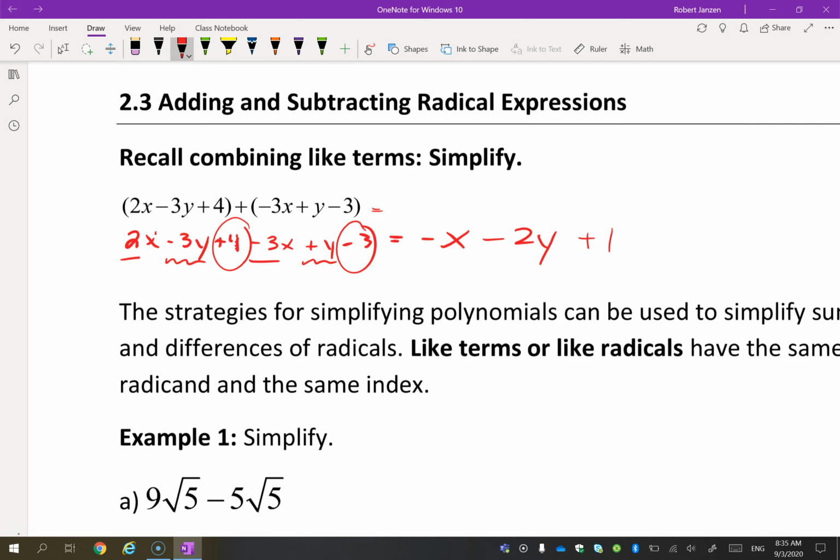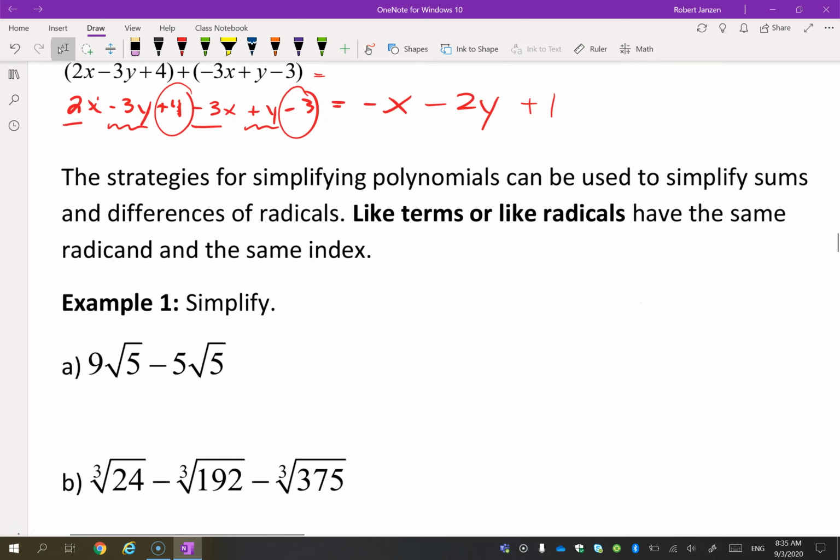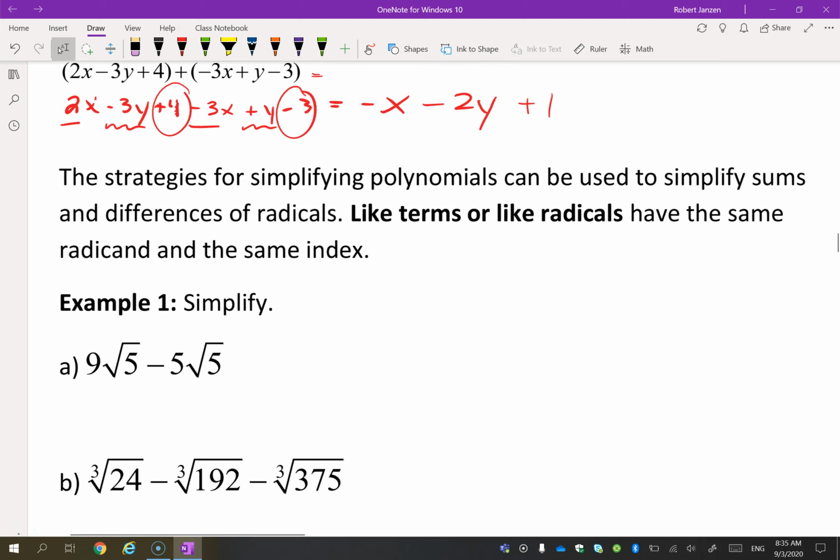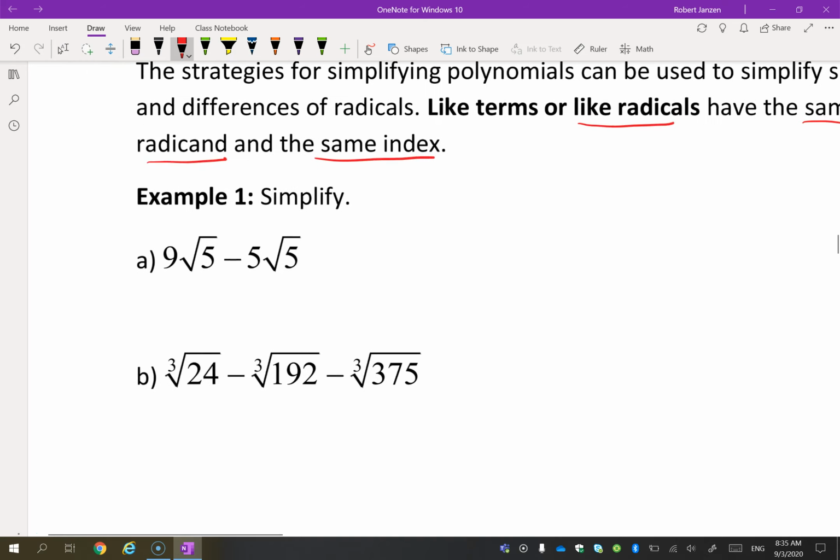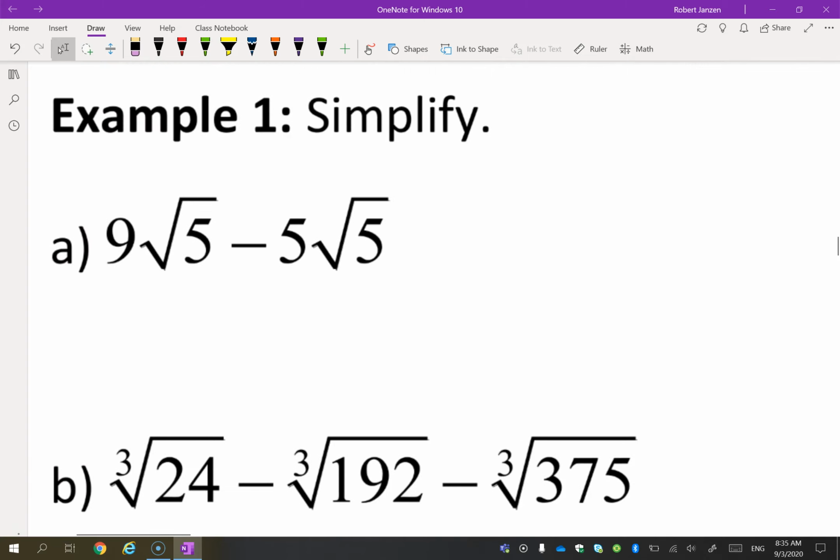So when I look at radicals, how do I know if they're like terms? Like radicals have the same radicand, that's the number in the radical, and the same index. So looking at my first example here, what's the radicand? 5, so that's the same, and the index is the same. These are like. So then I just have to look at the coefficients. 9 take away 5. This is just 4 root 5. Pretty simple.